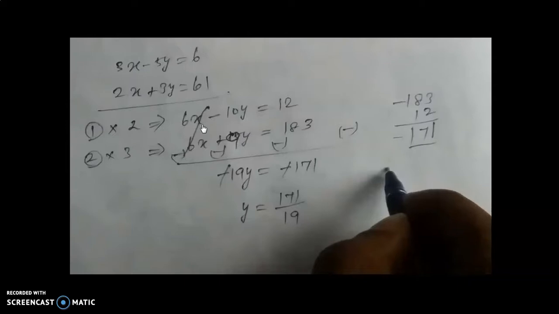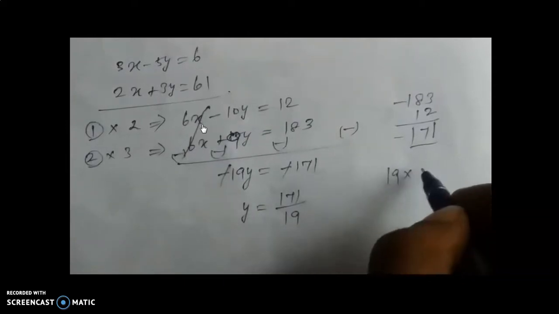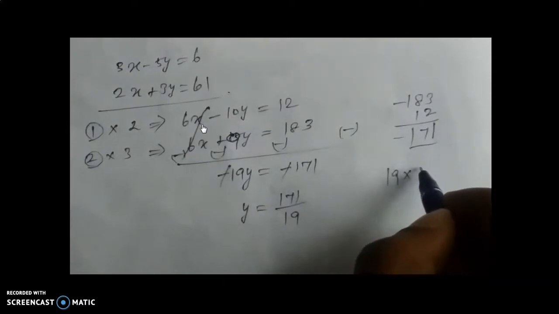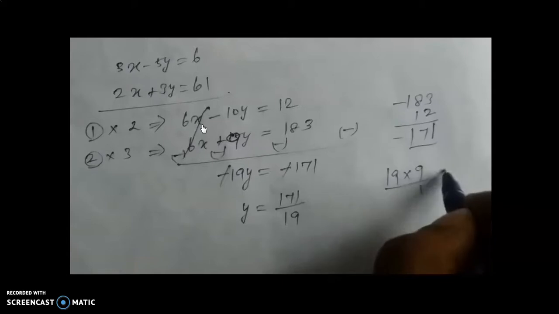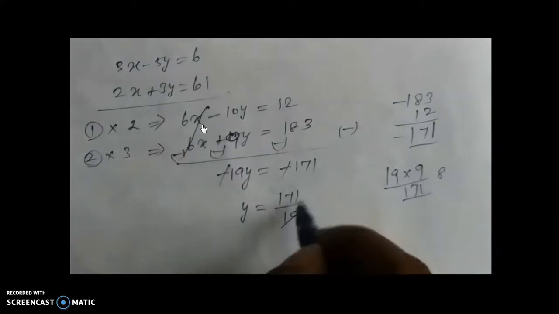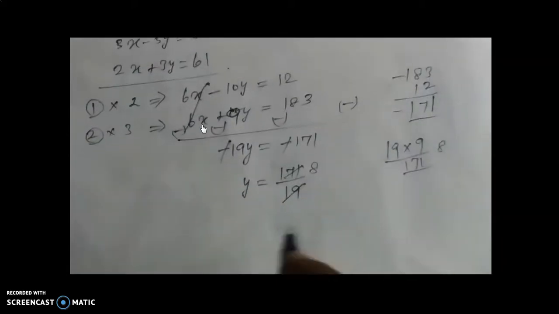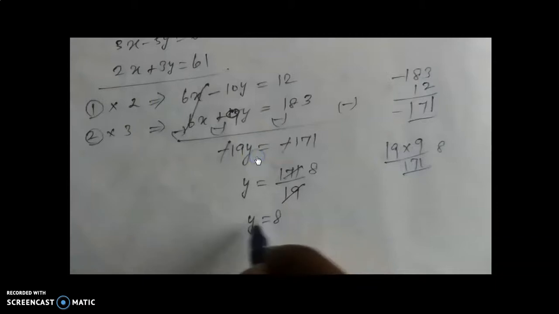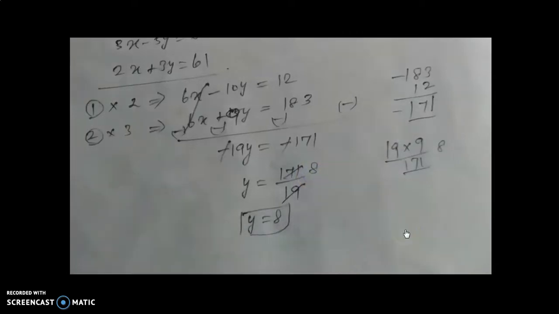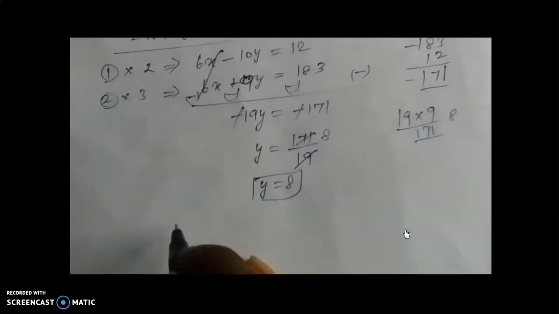So 19 into, suppose if I take 9, what will happen? 9 nines are 81, the remainder is 8 and 17. Actually, 19 times 9 is 171, therefore the y value is nothing but 9 only. So mistakenly I put 8 here. So change it. Next I am going to find the x value by substituting into any one of the equations.